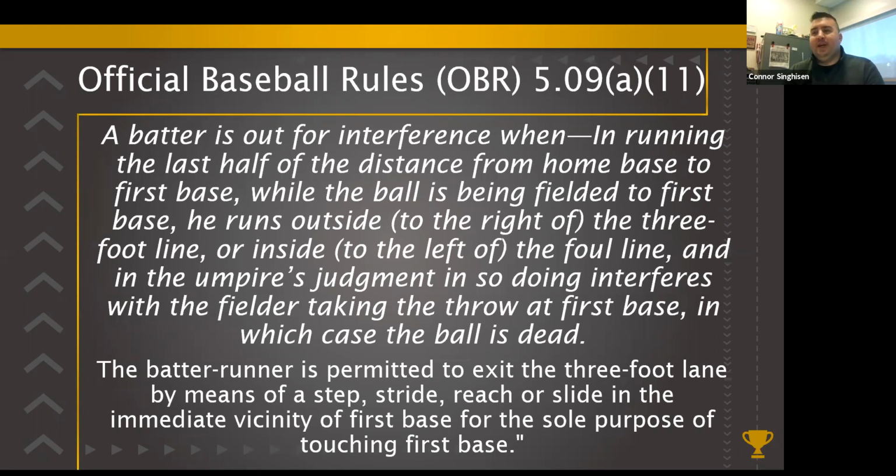In all 3 rule sets, as long as a batter runner is running legally inside the running lane, they may exit the running lane in their last stride or step to touch the base, because most of the base is outside of the running lane, right? So in order to hit the base, we can leave in our last step, slide, dive, stride, or reach to go touch first base. So those are our 3 definitions.